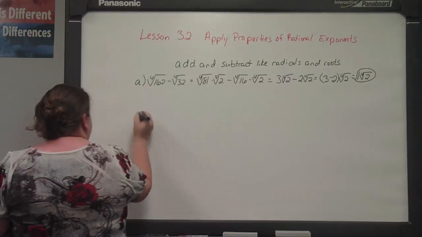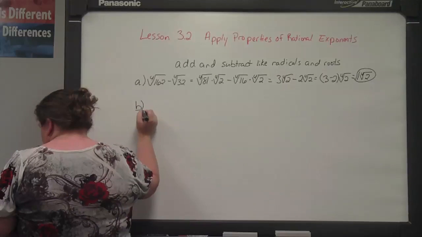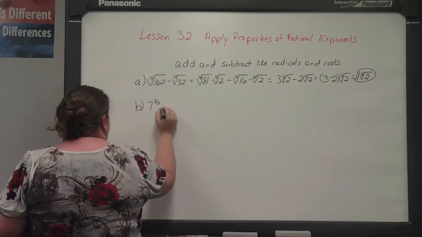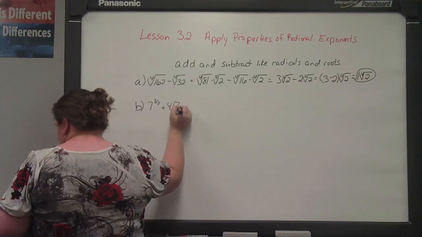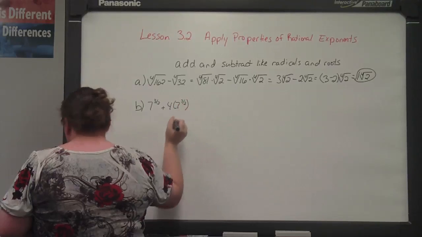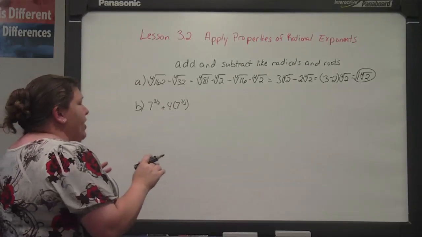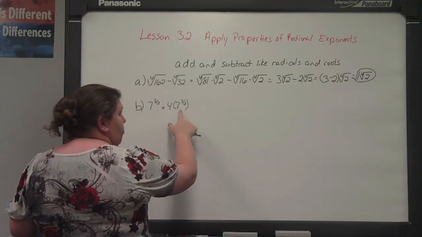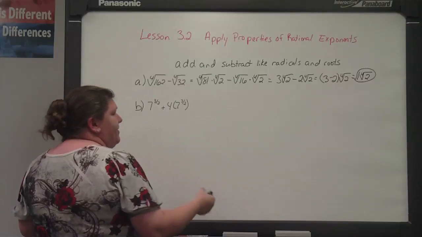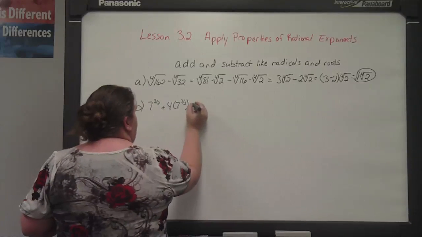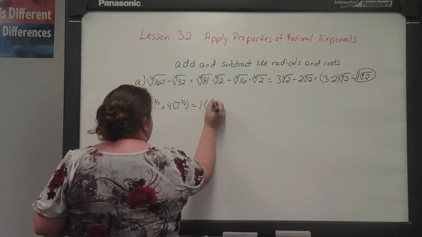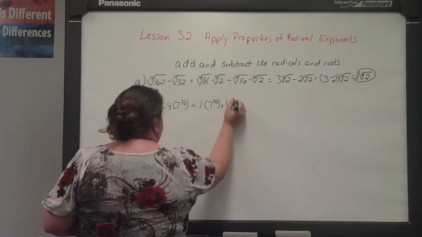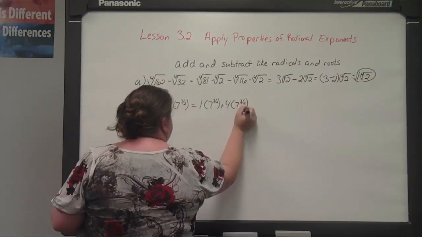So B is 7 to the 3/2 power plus 4 times 7 to the 3/2 power. I can rewrite this because I see that this is 7 to the 3/2 and this is 7 to the 3/2. Remember that anything times 1 is itself. So I can rewrite this as 1 times 7 to the 3/2 power plus 4 times 7 to the 3/2 power.